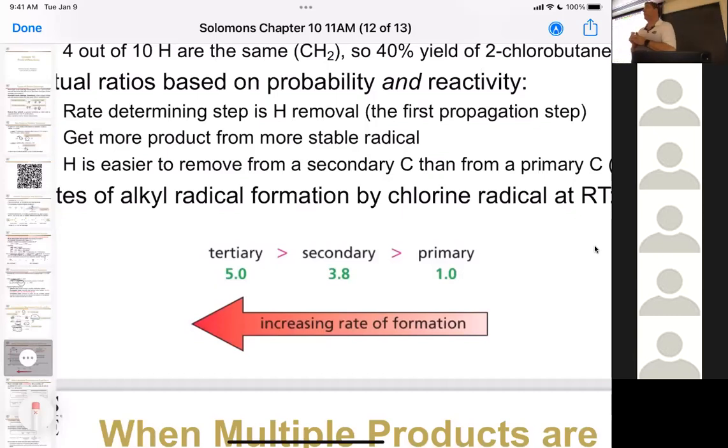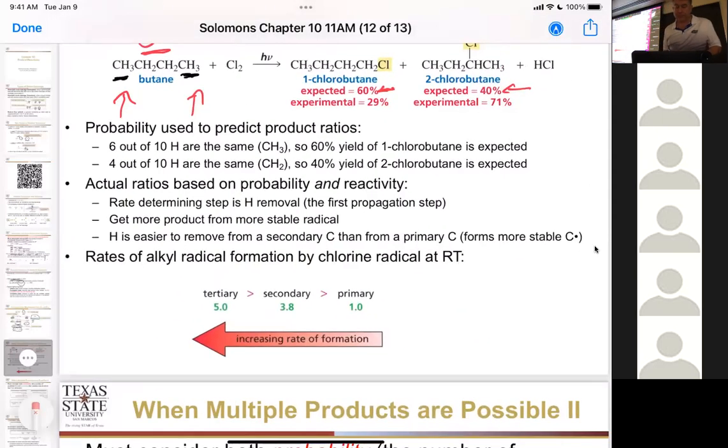Yes. Can radicals shift the way that carbocations can to become more stable? No. Once you do your radical abstraction, you'd actually have to have a hydrogen radical move over, and they don't move around. Wherever you put your radical is where it stays. But again, it's faster to do a tertiary than a secondary, and it's faster to do a secondary than a primary. So you can get your product ratio correct. Okay, questions on that?